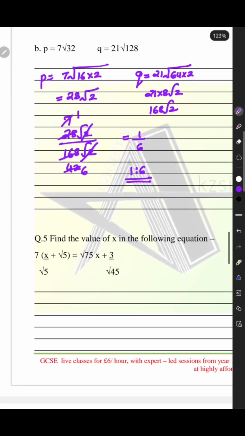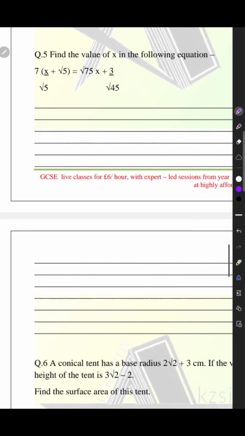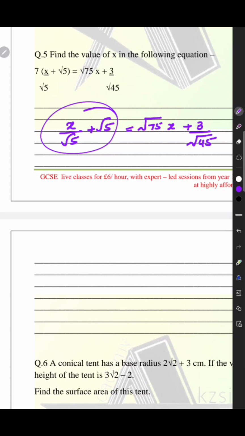Moving on to question number 5. Find the value of x in the following equation. So the equation is x over root 5 plus root 5 is equal to root 75x plus 3 over root 45. Now let me simplify it. The first thing is, because we are adding, it's better if we find the LCM and find the answer.